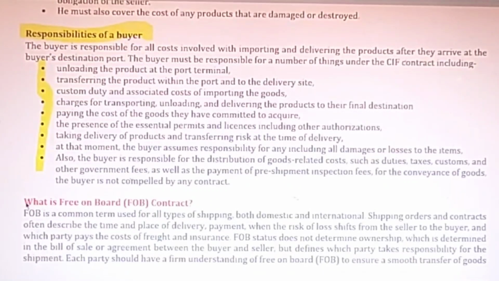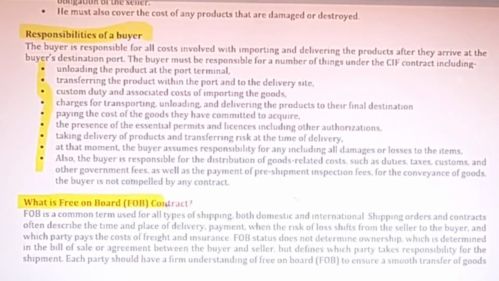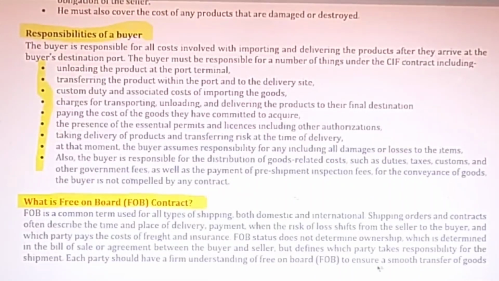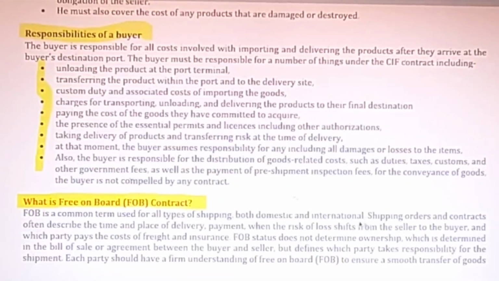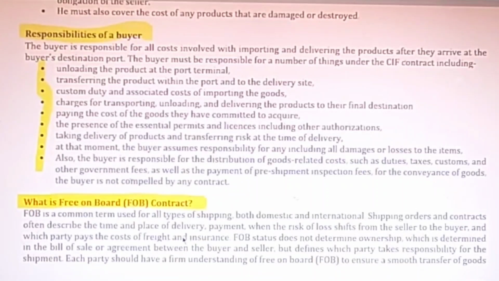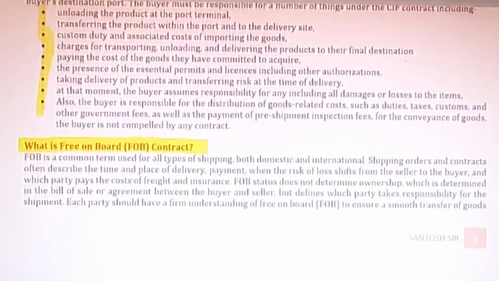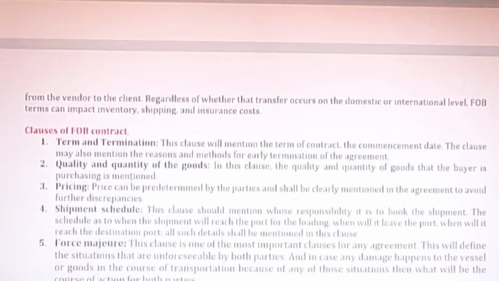Then FOB contract, free on board. In an FOB contract, generally, all the shipping orders and contracts describe the time and place of delivery, then payment, then when the risk of loss shifts from seller to buyer. So like this, all these points are described in this contract between the exporter and importer.